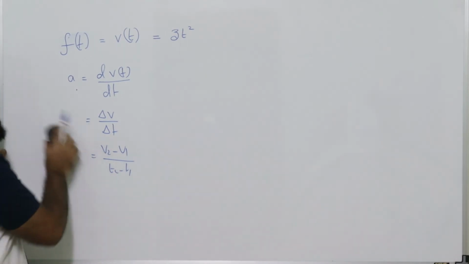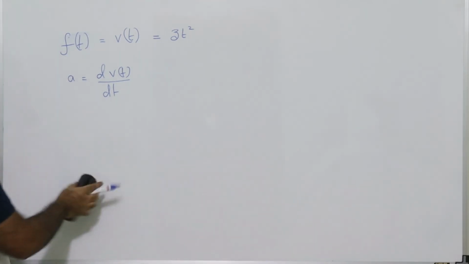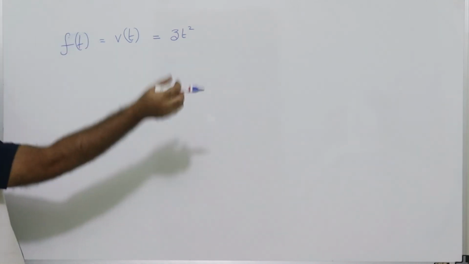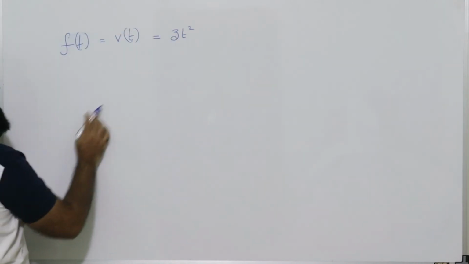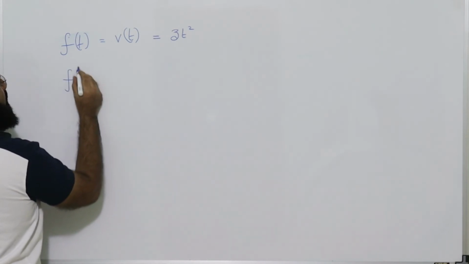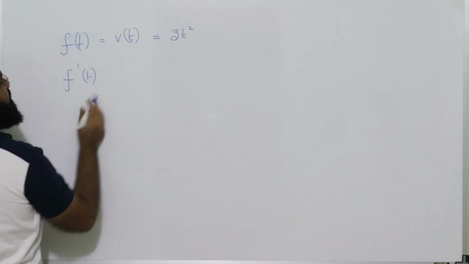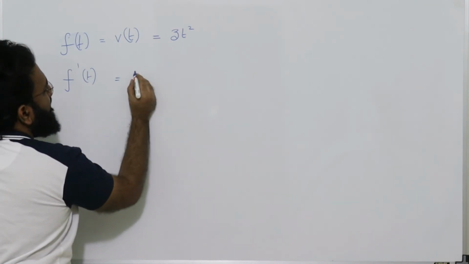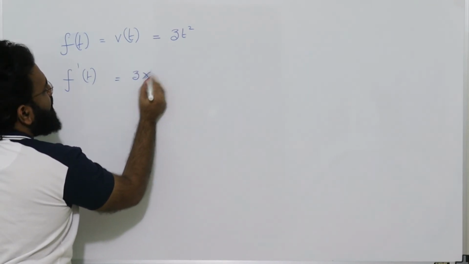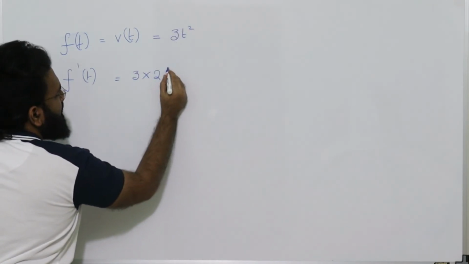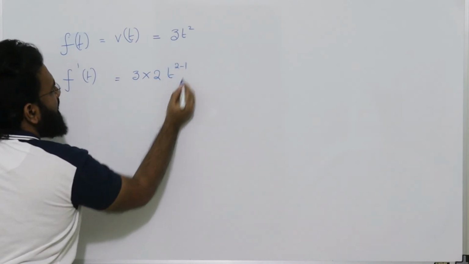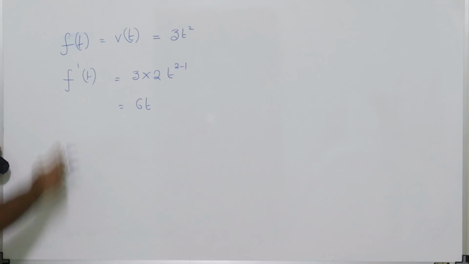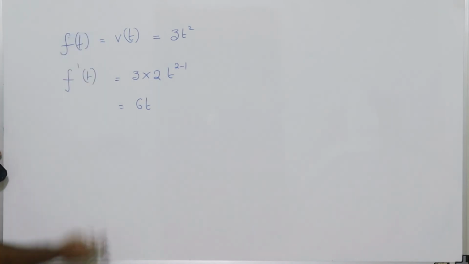Clear? So I am not writing acceleration and all now. When we learn physics, we will go there directly. Simply, someone asks us to find the differentiation of f of t. That is nothing but f dash of t. This is nothing but 3 into 2 will come this side, t raised to 2 minus 1. So I get 6t. This is the differentiation of this.